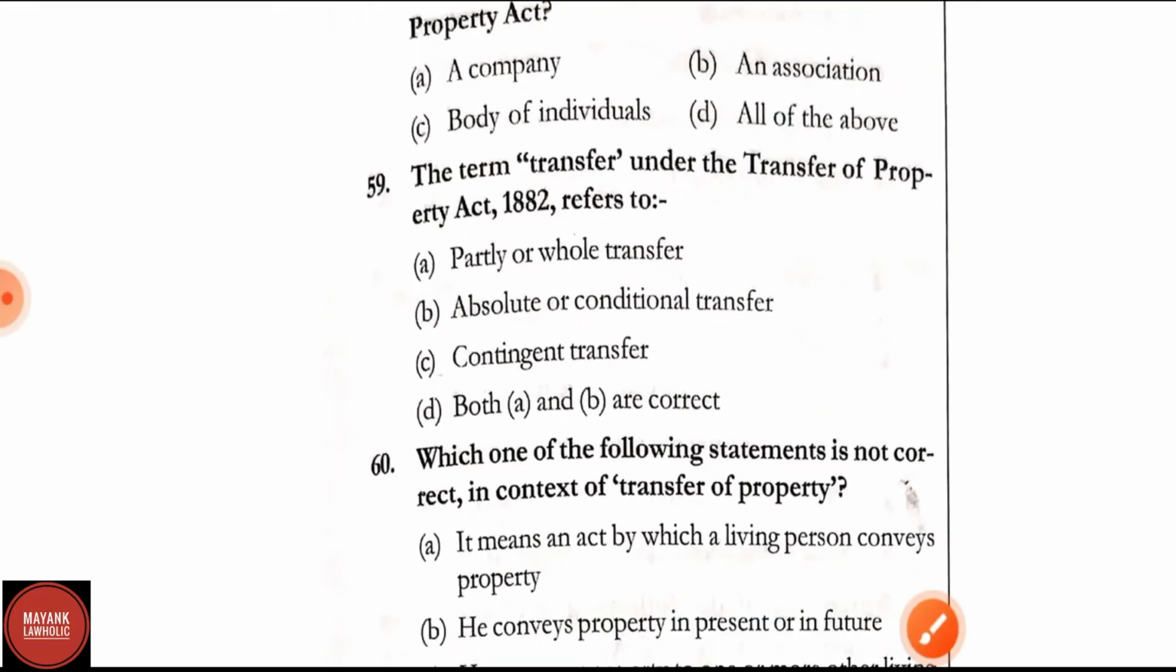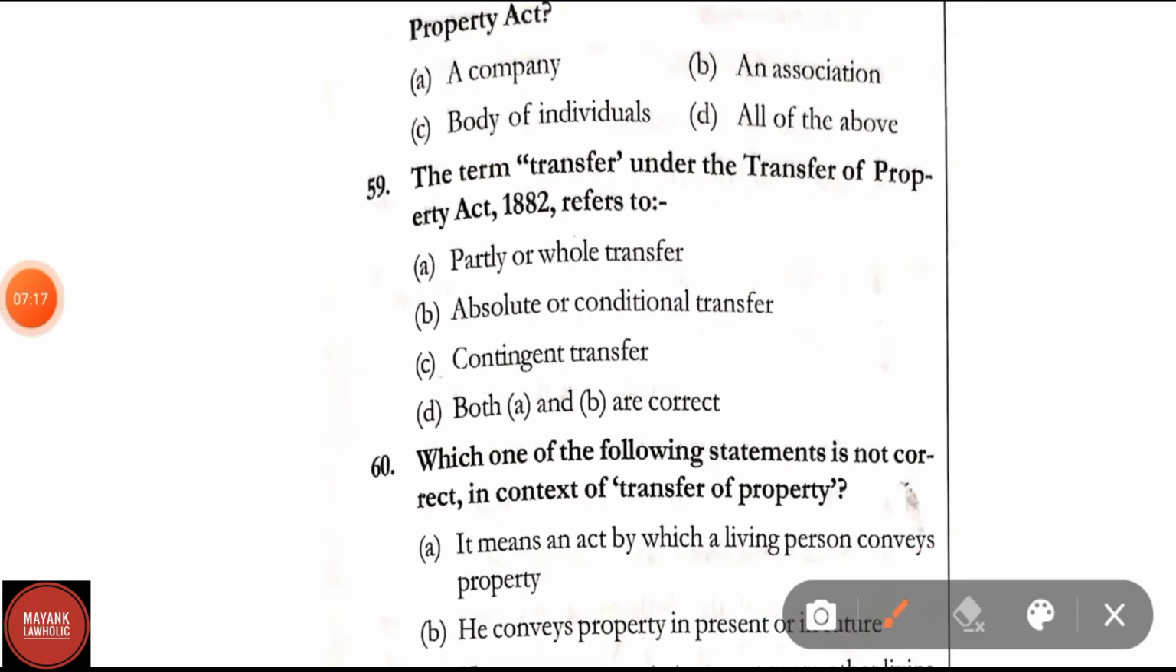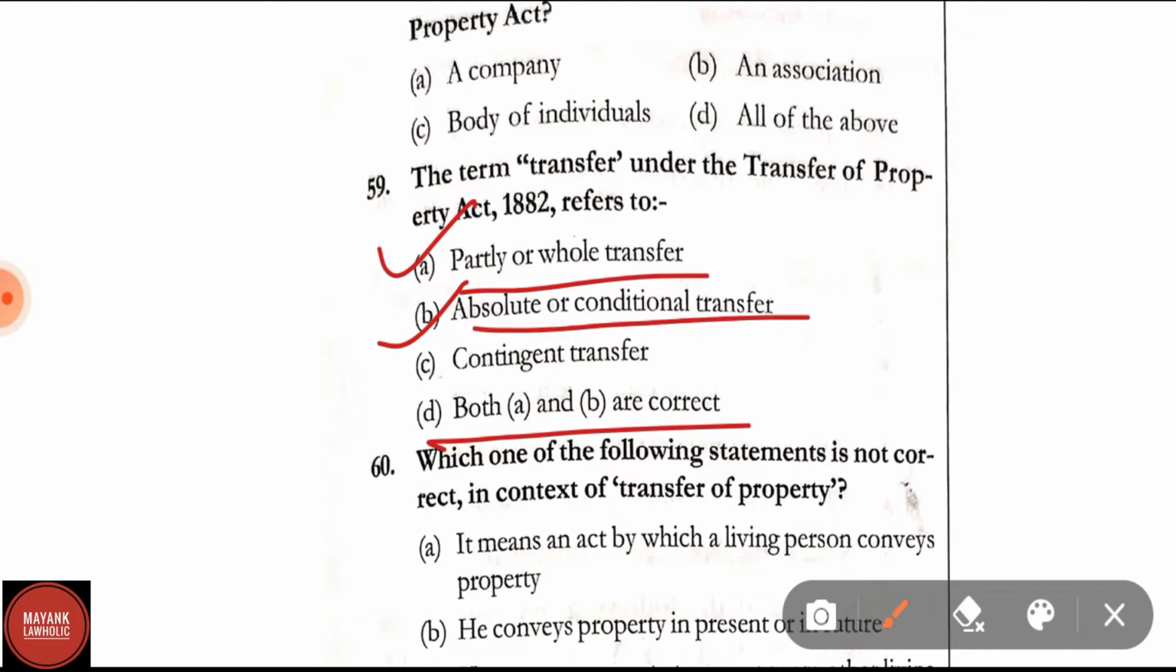Question number 59. The term transfer under the Transfer of Property Act refers to: partly or whole transfer, absolute or conditional transfer, contingent transfer, both A and B are correct. Correct answer is option D, that is both A and B are correct. Partly or whole transfer, absolute or conditional transfer.